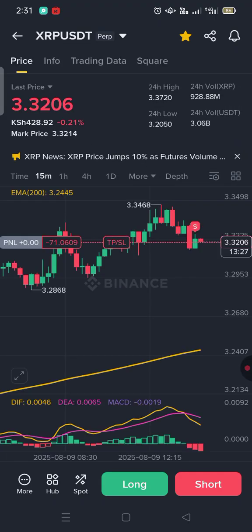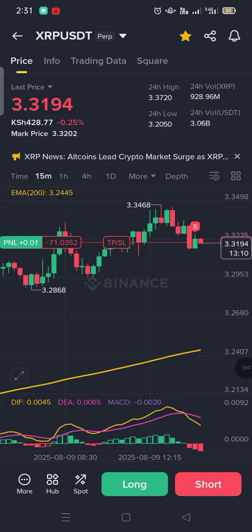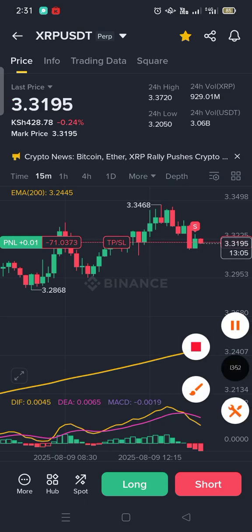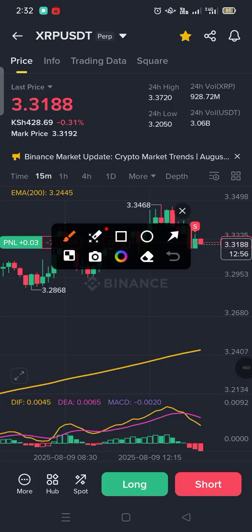So this is XRP USDT. That is what I want to trade, right? And I've already opened a position. So right now I've opened my position and I'm targeting the market to reach somewhere here. As for me, that is according to my analysis. You know, people analyze the market differently.